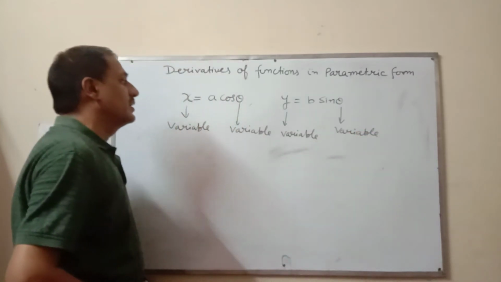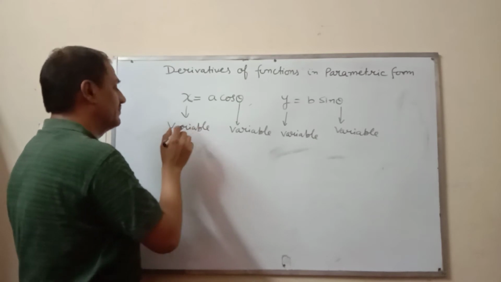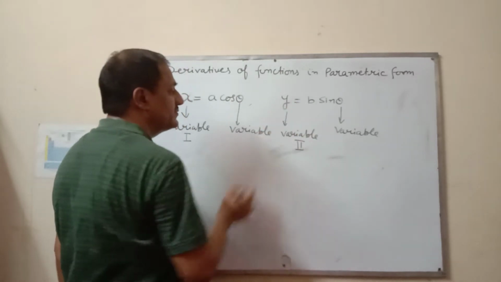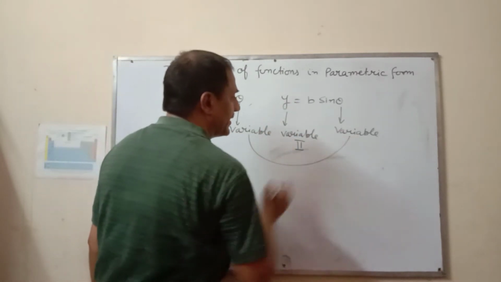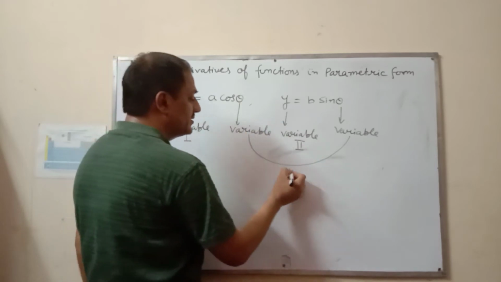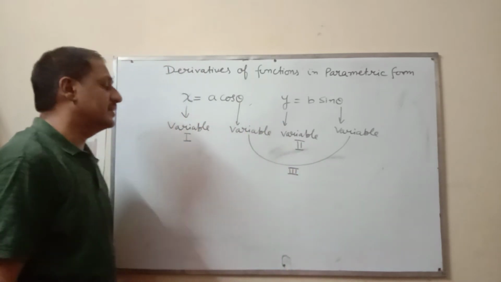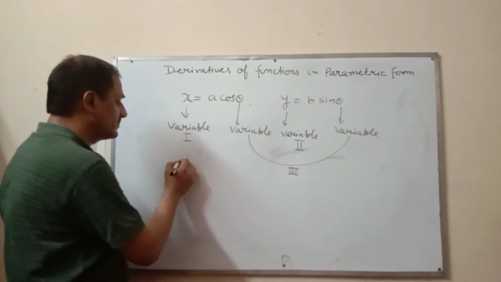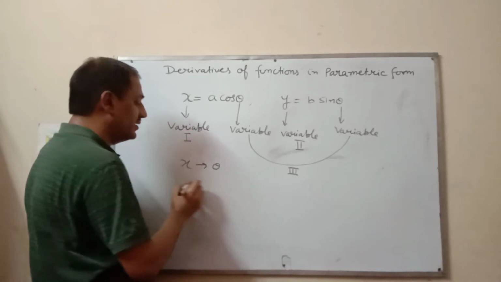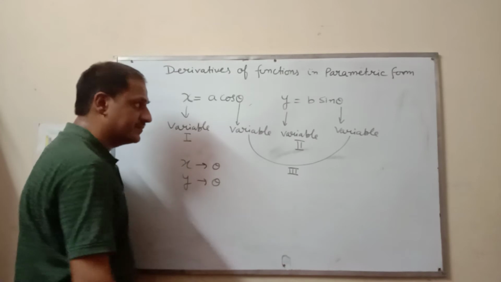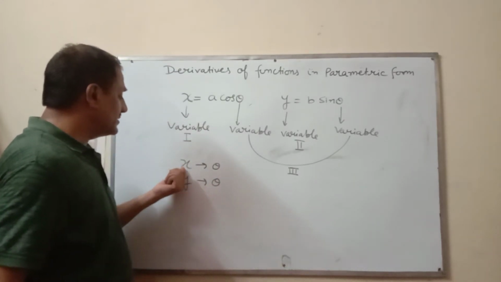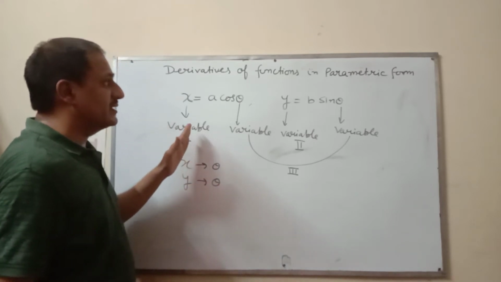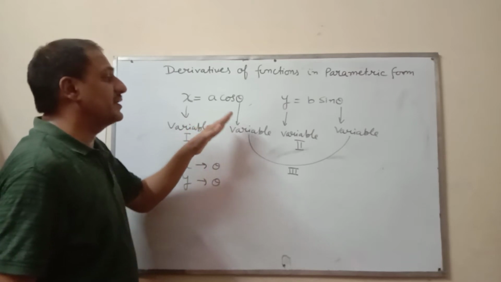Here we have three types of variables. One is x, y is a variable, and this variable theta is also a variable. This is the third type of variable. Here x is related with theta, and y is also related with theta. This type of function is called the parametric form.